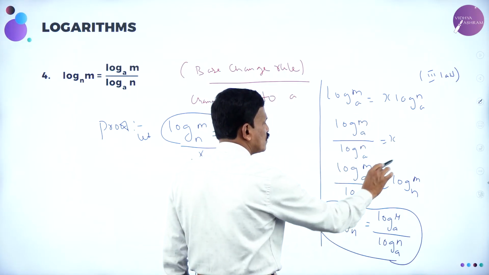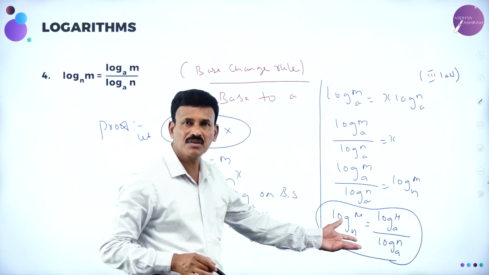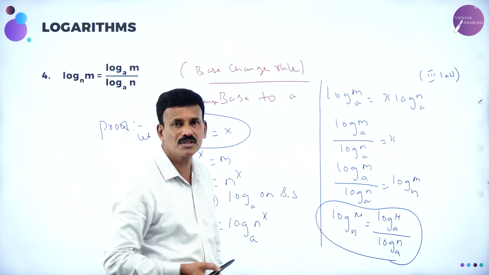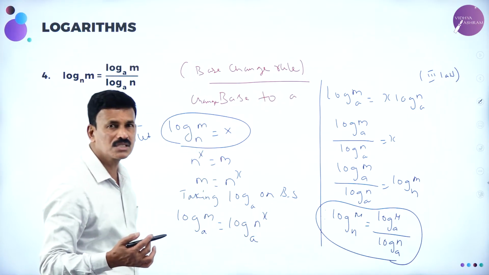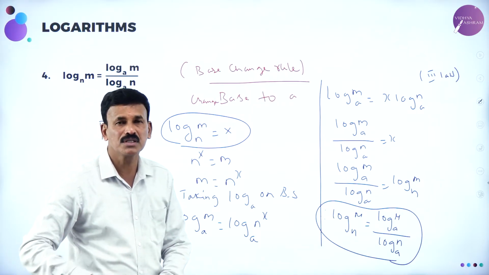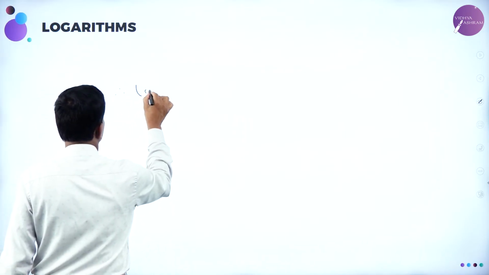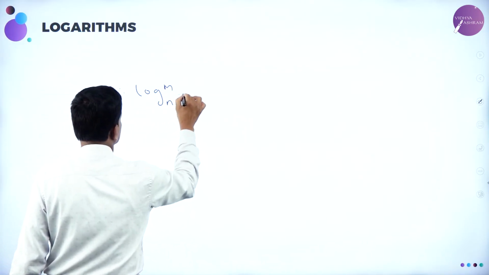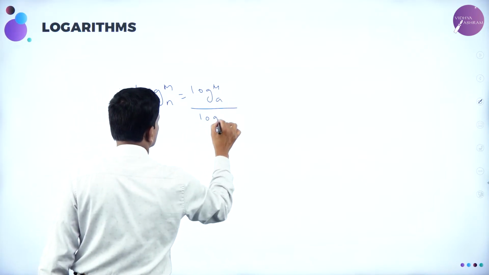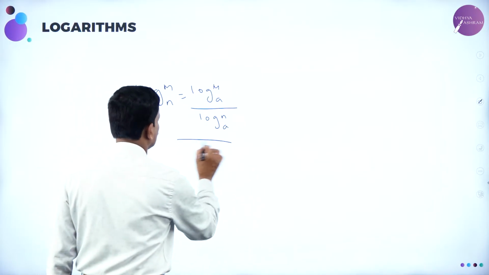Substitute the value of x. What is x? Log m to base n. That's it. So, what is the required answer? This is the required answer. Therefore, logarithm of m to base n is equal to log m to base a divided by log n to base a. This is called your base change rule. Very important concept indeed. So, therefore, logarithm of m to base n is also equal to log m to base a divided by log n to base a. Now, this is very important.